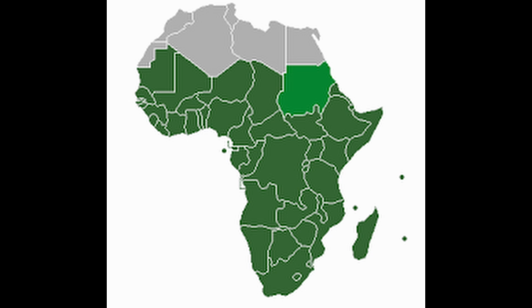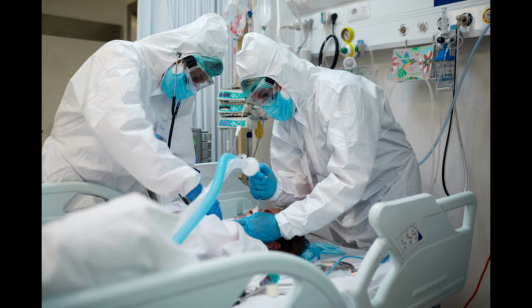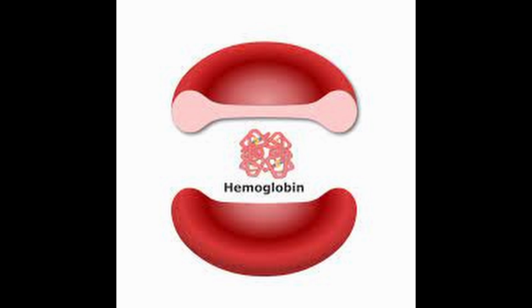Welcome to Sub-Saharan Africa. This is IMFs and Hemoglobin by Justin Fan. Let's do the science. The average adult at rest consumes 250 milliliters of pure oxygen per minute. That's a lot of oxygen. So we use a protein in your red blood cells to efficiently transport that oxygen, called hemoglobin.